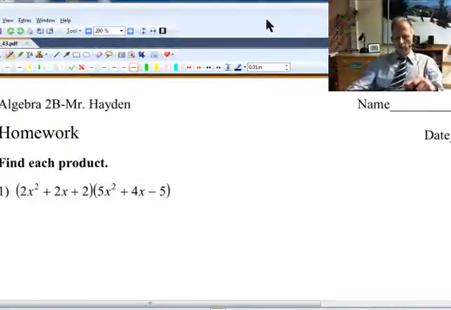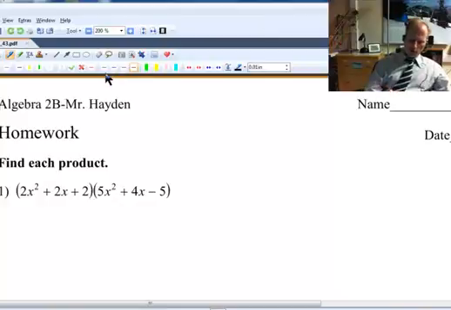Today I'm going to solve some of the problems you might see on tomorrow's quiz on multiplying polynomials using long division and synthetic division. So let's get to it.